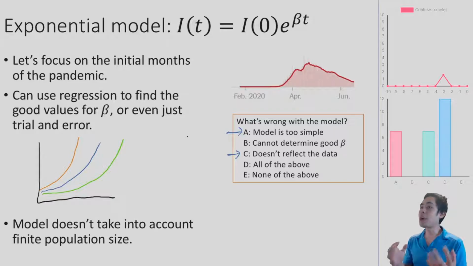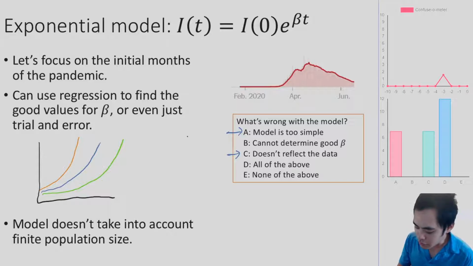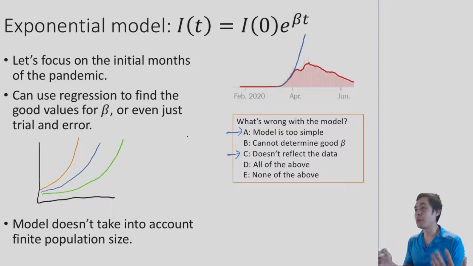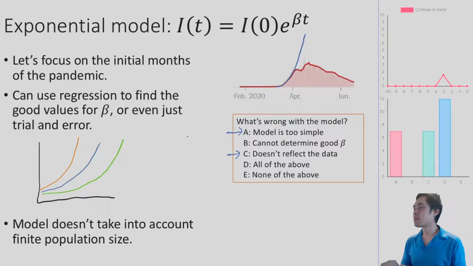Now, there are a couple problems though, and the big one is that this model is too simple and it doesn't reflect the data, because although it looks like you do have some exponential curve initially, that exponential curve doesn't model the data afterwards. The model doesn't take into account the fact that you have a finite population size. This model would suggest that eventually you have an infinite number of people infected, which of course is not possible because you don't have an infinite number of people on the planet. So this goes past the carrying capacity of the population for a disease. So let's try to fix that.